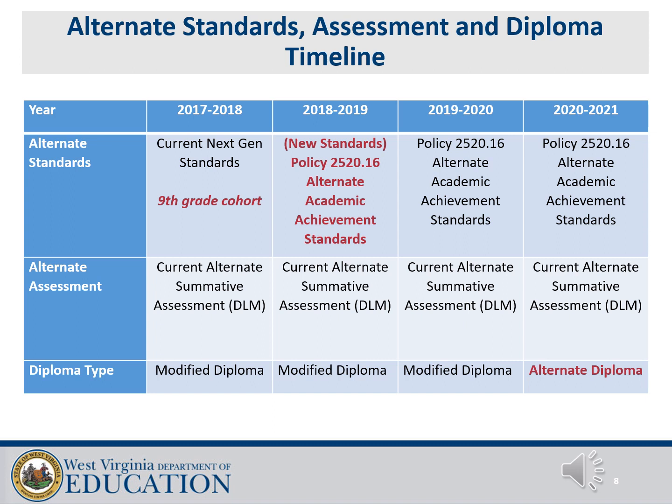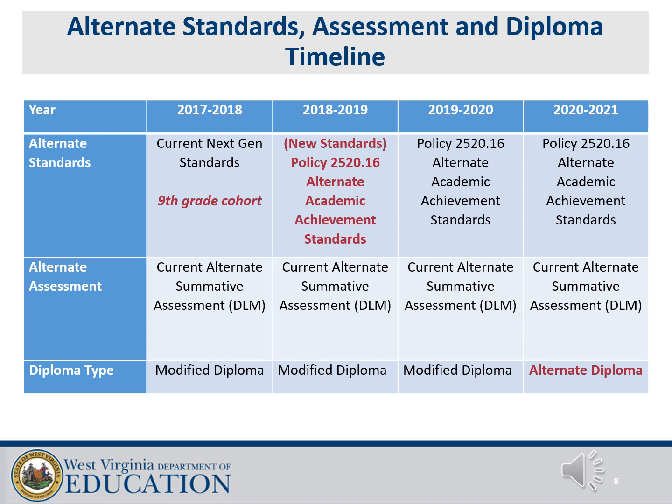So those new standards, policy 2520.16, went into effect for the school year 2018-2019. Both last year and this year, and you'll notice all the way through to 2020, our alternate assessment is currently and will continue to be DLM. So there's no changes for our alternate assessment within this span of time.